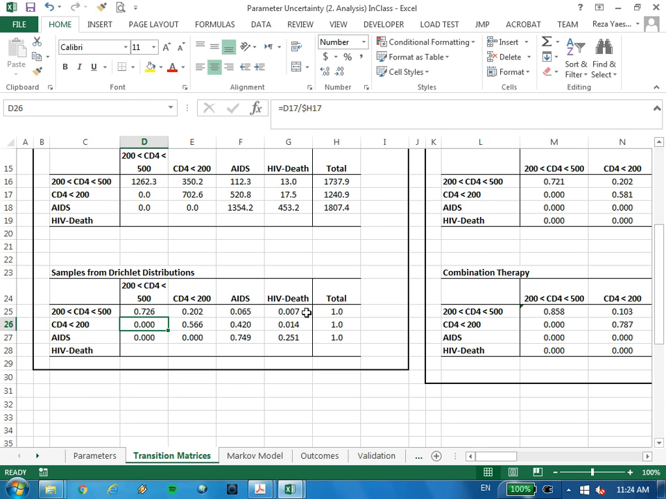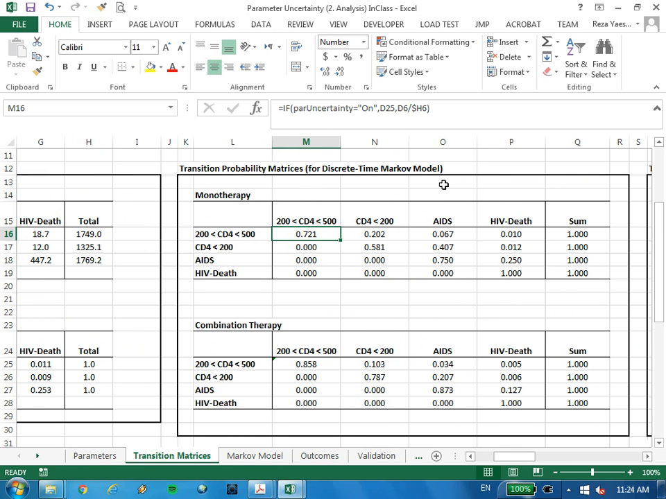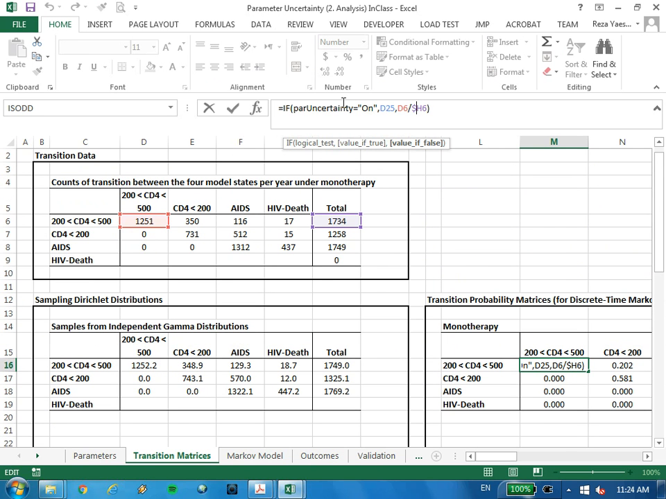If you look at these numbers that I'm generating, they are very close to what we used before, but there is a variation. And also the sum is always 1, which is exactly what we want. The sum of probabilities should always be 1. And this is what I'm now using in the model. If you remember from before, this is what we had, but now I've changed it so that when the parameter uncertainty is on, I read these samples. When it is off, I just divide the counts by the total. Same way that we did before.